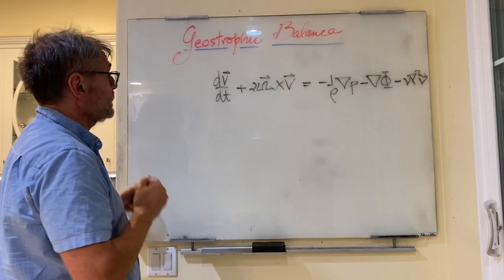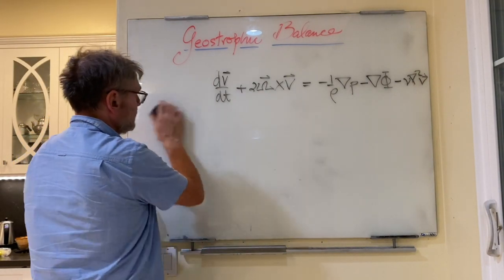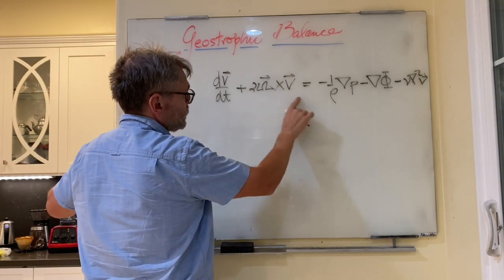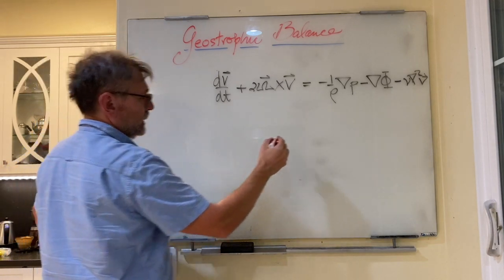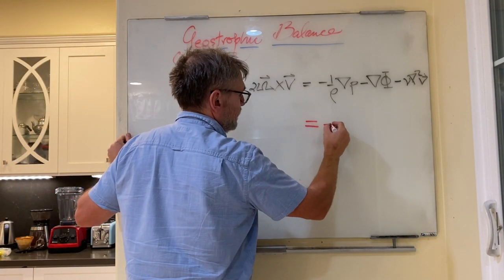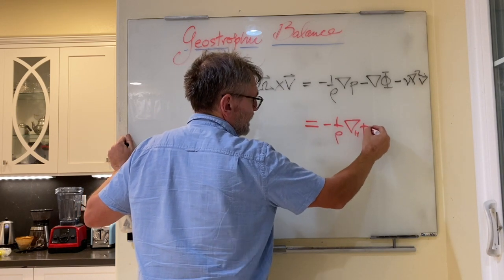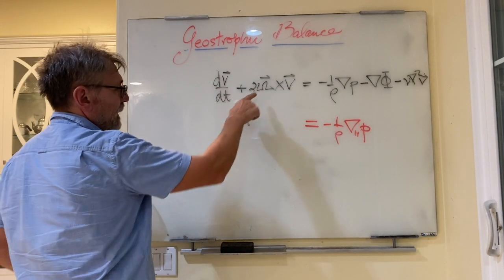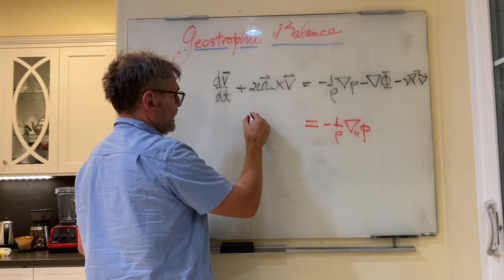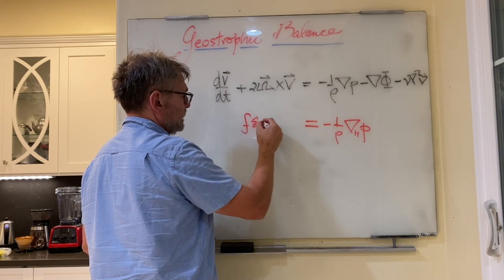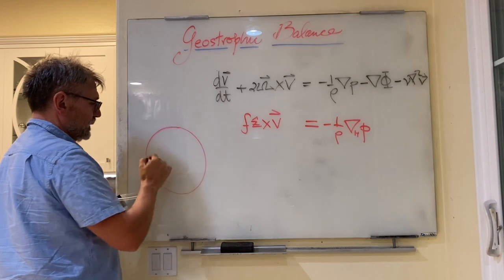So the geostrophic balance, then, I don't need to write it again, the geostrophic balance is obtained from the horizontal components balance between these two terms. So I can write it this way. I'll write in red minus 1 over rho, and here I mean the horizontal component of the gradient of the pressure force. And on this side, we want to retain the horizontal component of the Coriolis force. So we'll write it as f z hat cross v, where z hat is the local vertical direction.